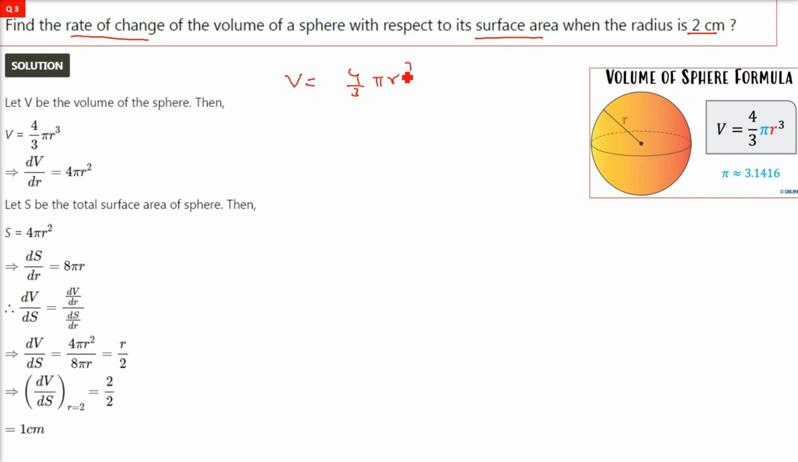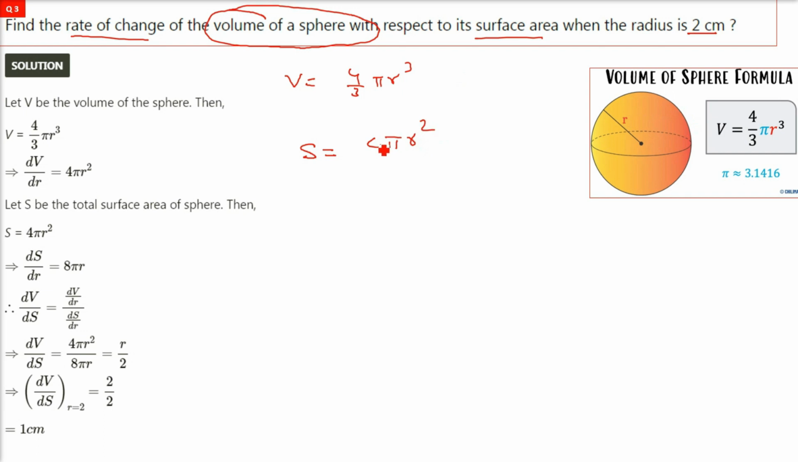We have already seen that the surface area of a sphere is 4 pi r square. That also you know. But this is a parametric question, which we have already done in the previous chapters. We have to find dV by dr, dS by dr, and then dV by dS, which is being asked in the question. It's not dV by dr or dS by dr.